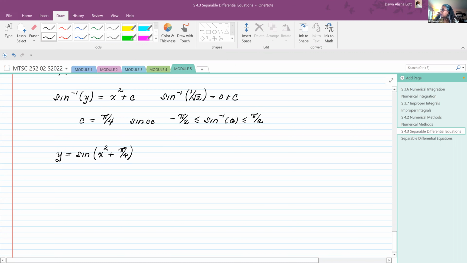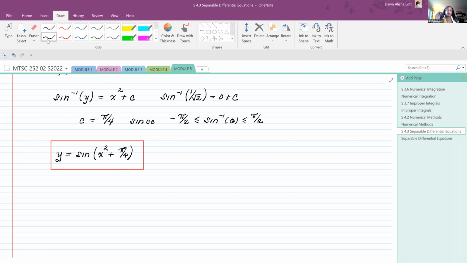And not only is this a unique solution to the problem here, it is also explicit. I got y equals, so I can see everything.